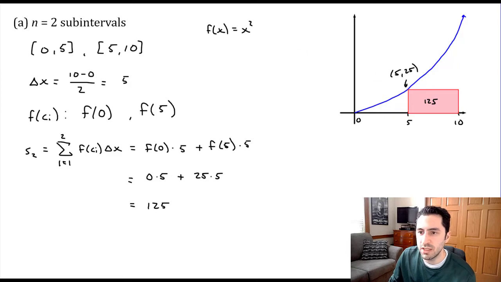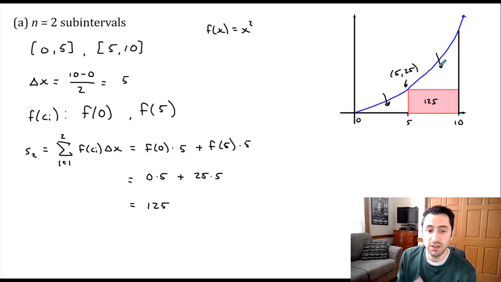But as you can see, if I draw in our other boundary here at x equals 10, we have a lot of area that's missing. So we have a lot of error, and this isn't a very good approximation. But it's our first one using 2 subintervals. Next, let's increase that to 5 subintervals.